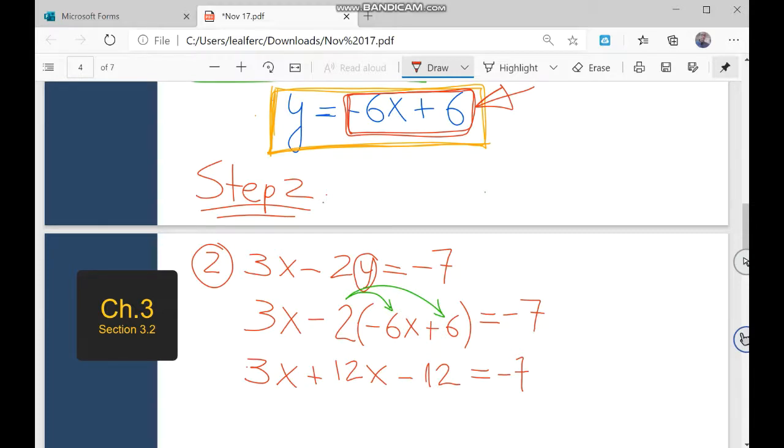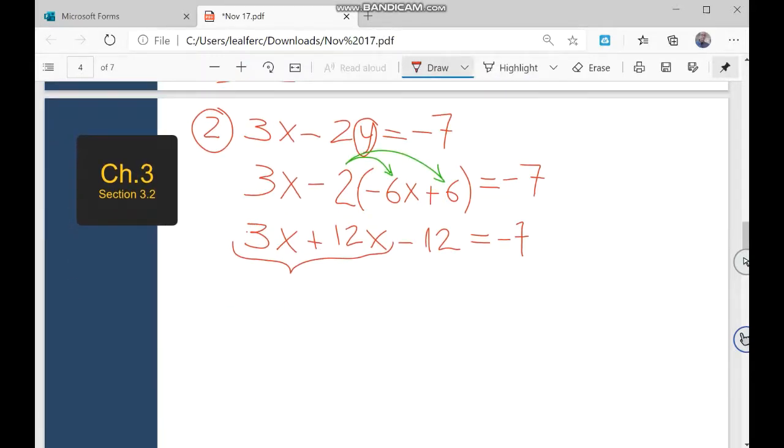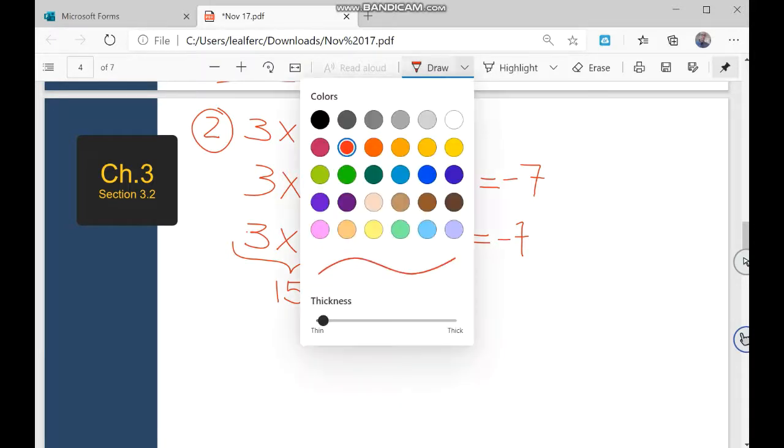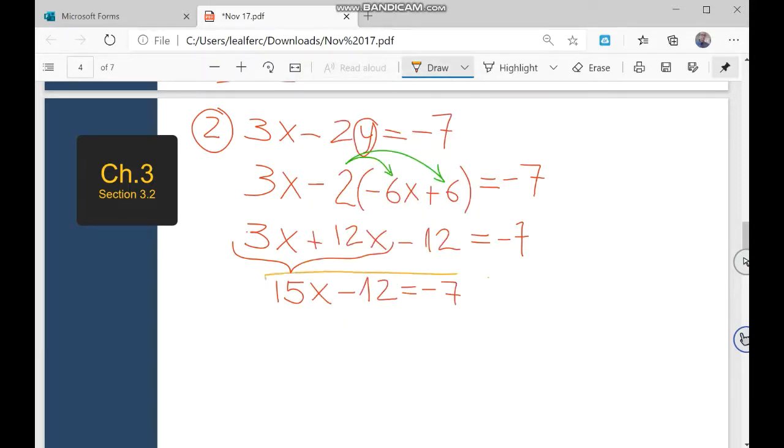And the last thing that we can do is combine like terms. We have 3x and 12x. If we combine, we're going to have 15x minus 12 equals negative 7. This is the conclusion of step number 2. This is what we will work out on the quiz today to find the resulting equation for step number 2.